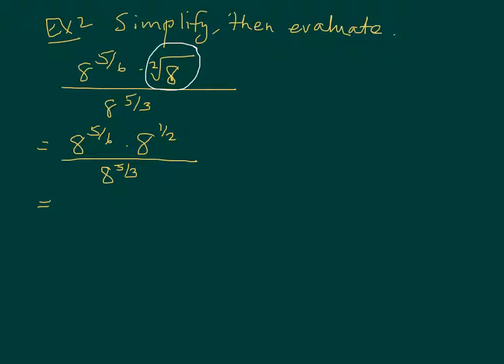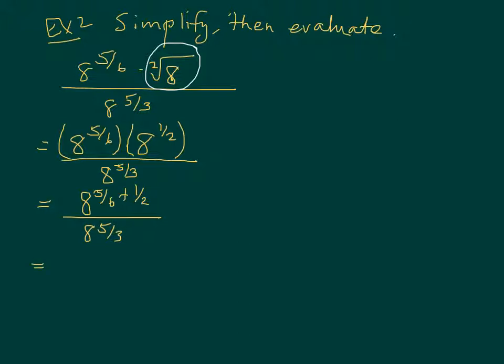Thinking back to how we reviewed our multiplication of powers, we have a power here that's got a base 8. We've got a power here with a base 8. When we're multiplying two powers with the same base, hopefully we can remember that we add those exponents. So in this situation, we'll notice that the exponents have different denominators, so we might need to do a little bit of work here. So when we're multiplying our two powers, we add our exponents. So I have 5/6 plus 1/2. Over in the denominator, I have 8 to the 5/3.